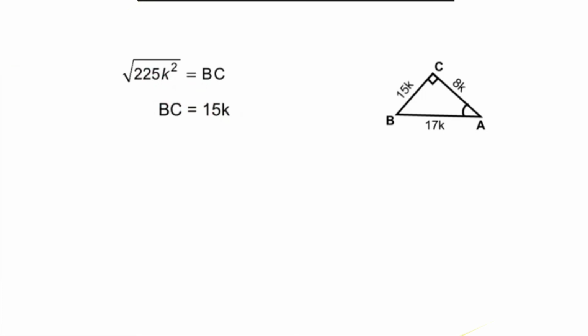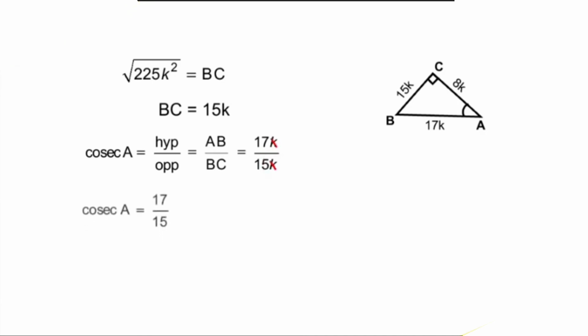Children, now let us find the values of cosecant and cot with respect to an acute angle A. Children, we know that cosecant A is defined as hypotenuse by opposite side, which is equal to AB by BC. Now let us substitute the values of AB and BC. Then we get 17K by 15K. Now let us cancel K from both the numerator and denominator. Then it remains cosecant A is equal to 17 by 15.